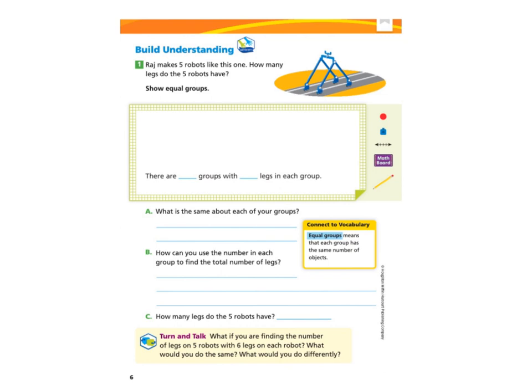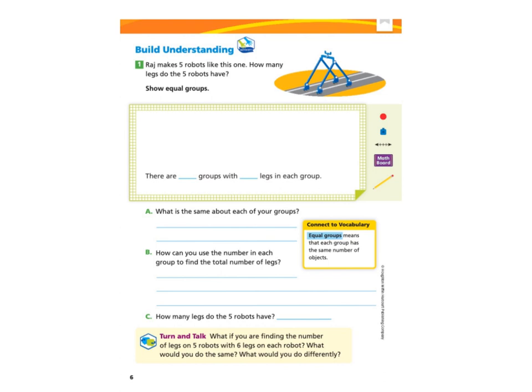Raj makes 5 robots like this one. How many legs do the 5 robots have? So now they're giving us a specific amount, 5 robots that they want us to make, and they're asking how many legs. So before we had the choice to create, and now they're telling us. So what we're going to do is work within that green box together.